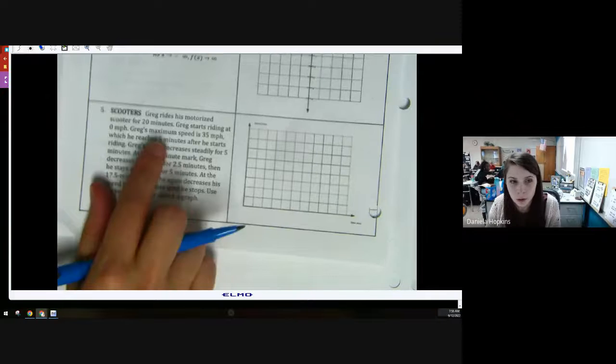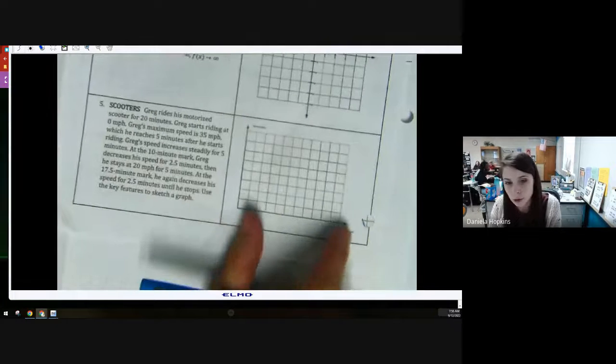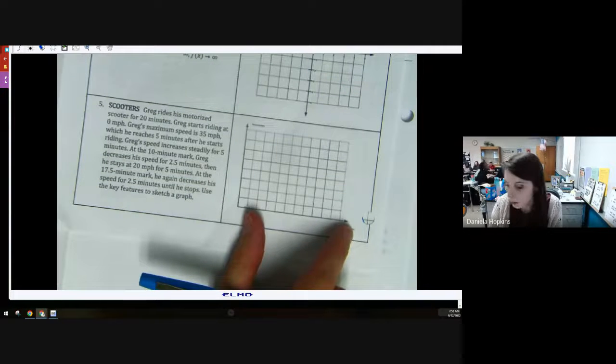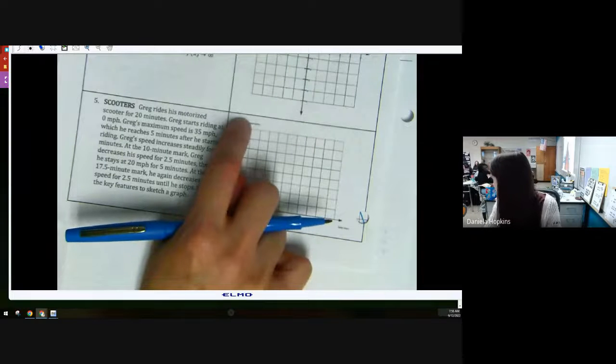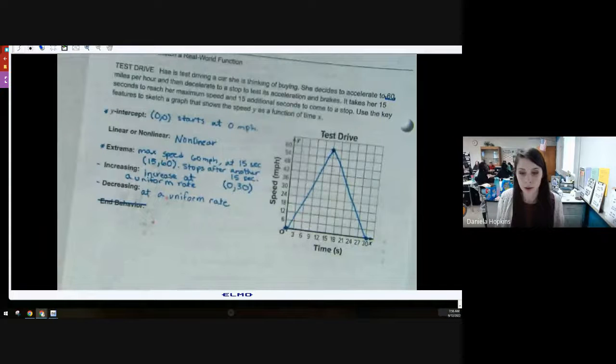So the total time for number 5 should be 20 minutes, so your total time needs to go up to 20 here. And then your maximum speed is 35, so this should go at least to 35. You can go to 40 if you want to count by 5s. Okay? Let me get this for you.